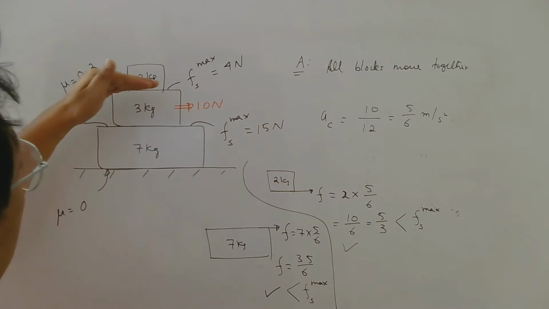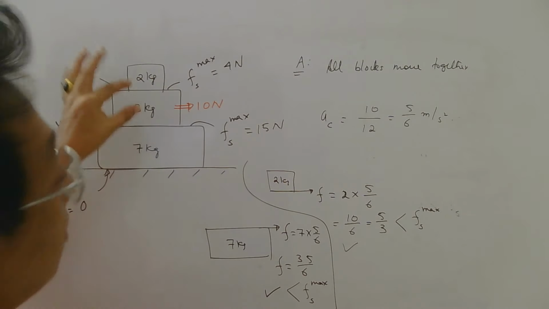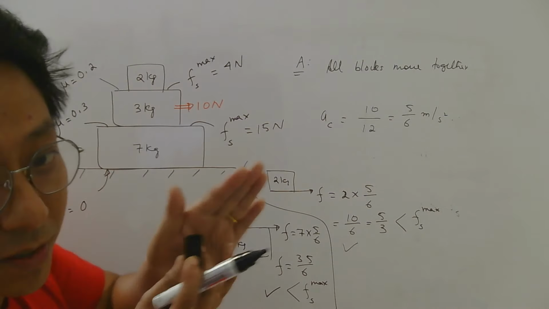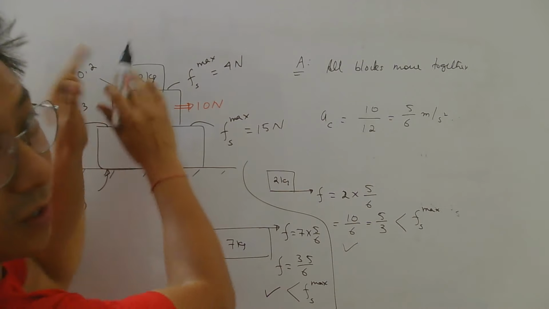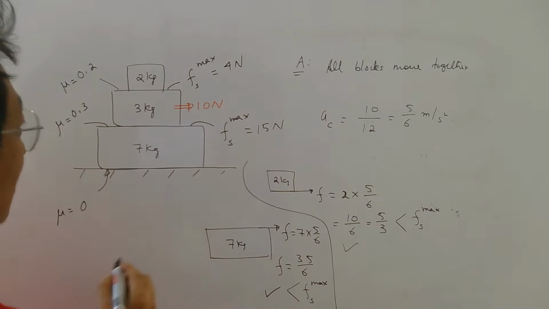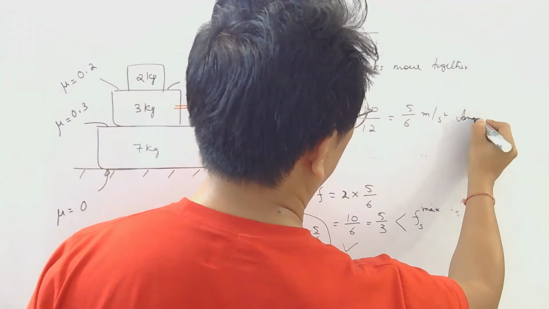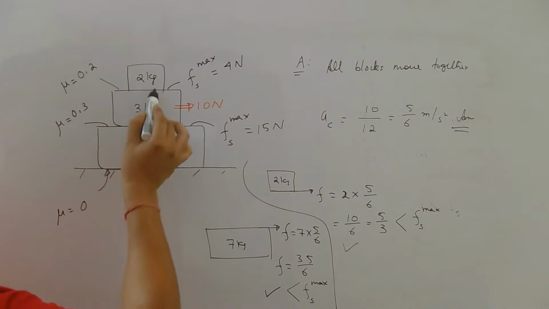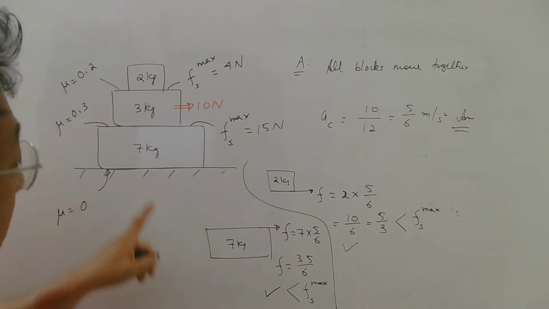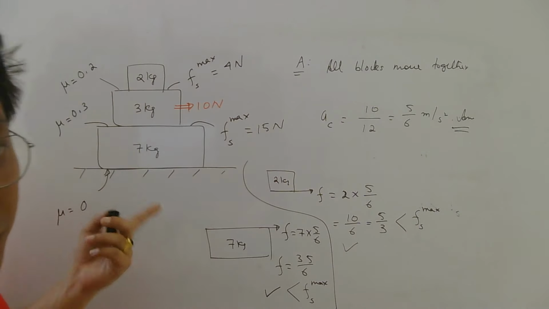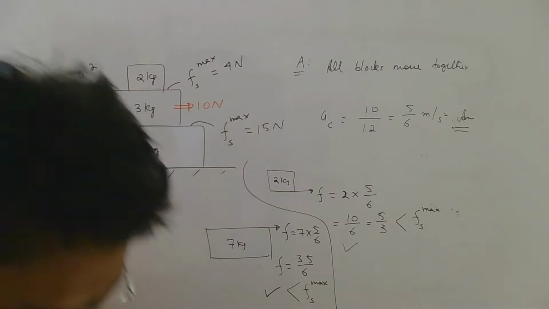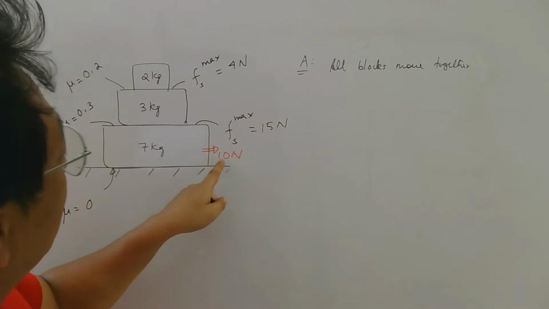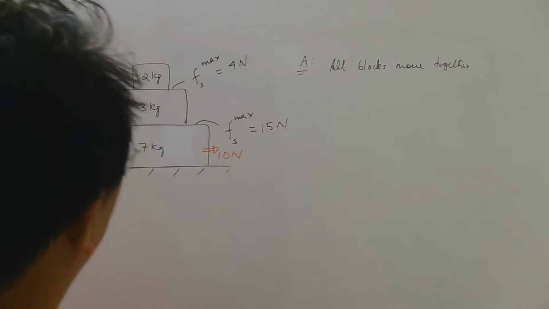So here also static friction, here also static friction. That means these two surfaces are not slipping. Not slipping means they are moving together. And acceleration for all of them will be this. So this would be the answer. Okay. And friction here will be static, friction here will be static, friction here will be 0 because there is no friction. In the third case, they have applied force here, 10 Newton.